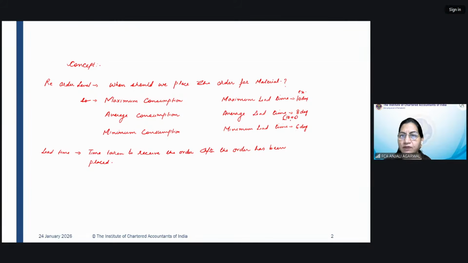However, if the question itself tells you that the average lead time is 7 days or 9 days, then you have to stick to that. Then you don't have to calculate 10 plus 6 divided by 2. So it takes a maximum of 10 days to receive the orders; on average, generally 8 days, but the minimum time period is 6 days.